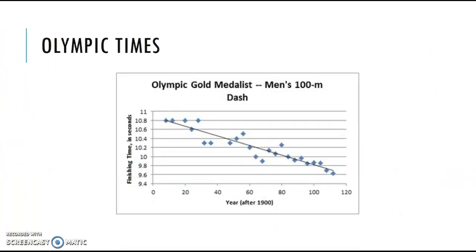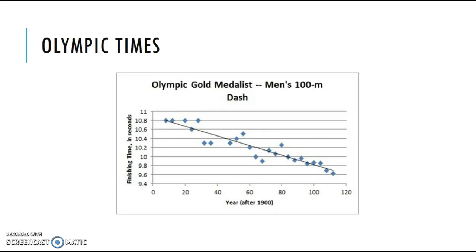In your packet, you have this scatter plot. This data shows the finishing time in seconds on the y-axis and the years after 1900 for the Olympic gold medalists in the men's 100-meter dash. You'll also notice there's a line on this graph. This is the line of best fit, and it does just what it says. It is the line that best fits our data.